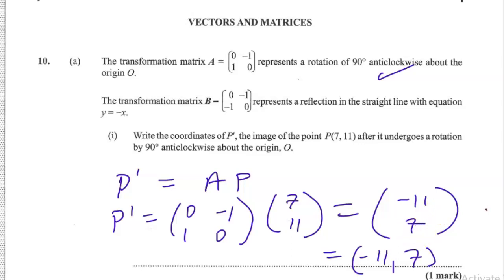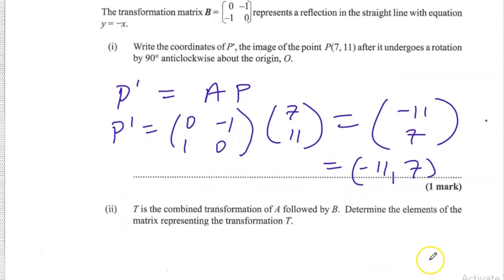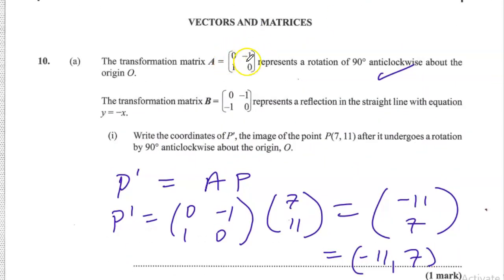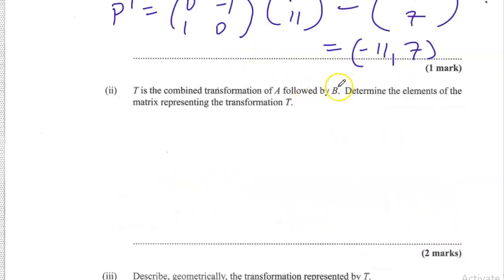Next. T is the combined transformation of A followed by B. Determine the elements of the matrix representing the transformation T. So T is A followed by B, so AB. Alright, so what was A? A was 0, negative 1, 1, 0.